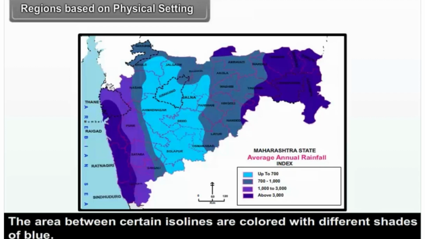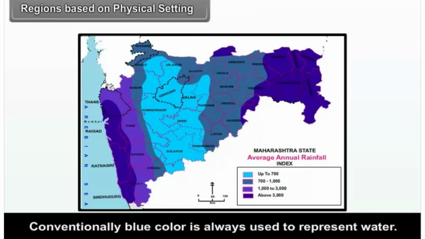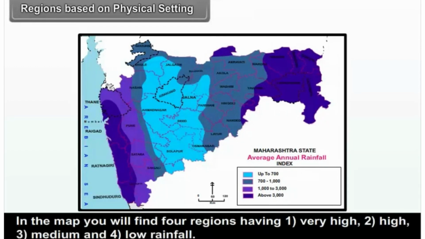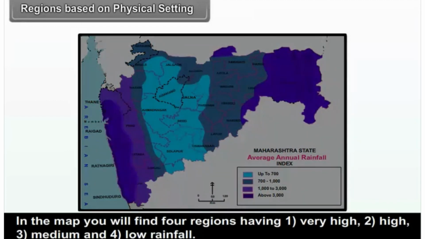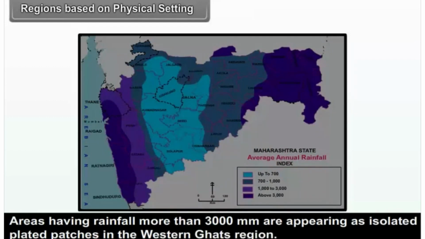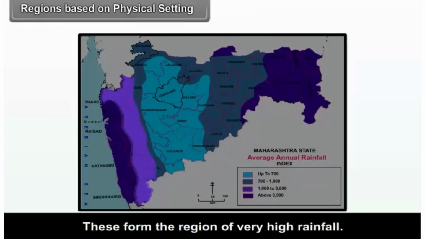The area between certain isolines are colored with different shades of blue. Conventionally, blue color is always used to represent water. In the map, you will find 4 regions having very high, high, medium and low rainfall. Areas having rainfall more than 3000 mm are appearing as isolated patches in the Western Ghat region. These form the region of very high rainfall.